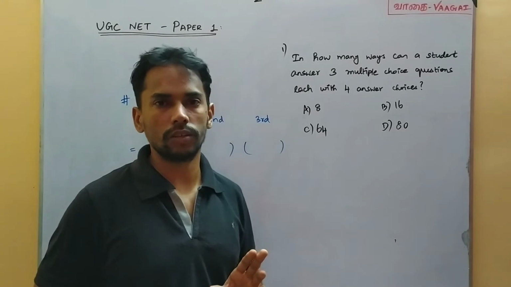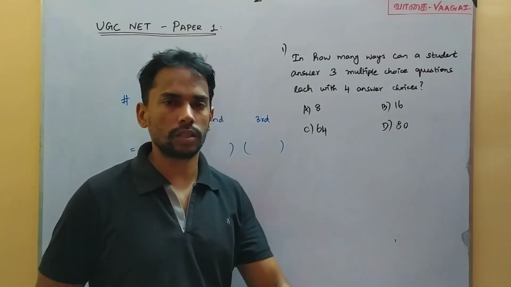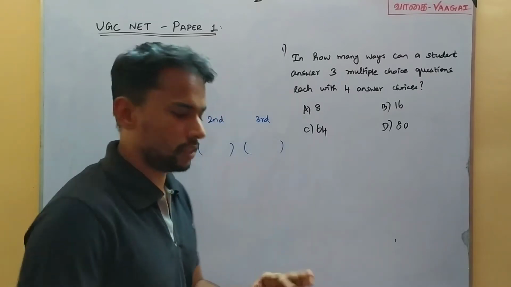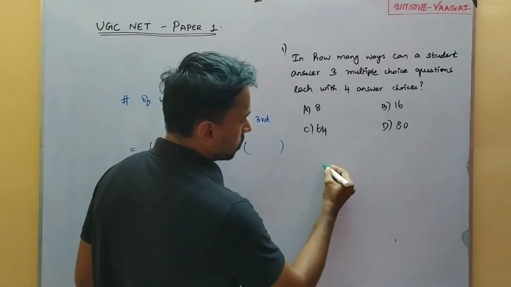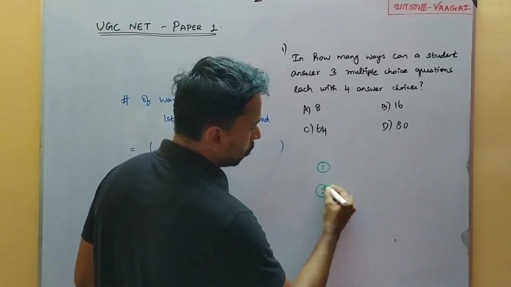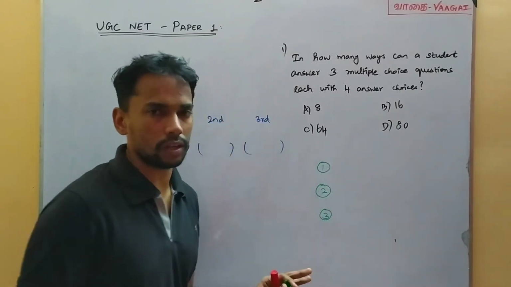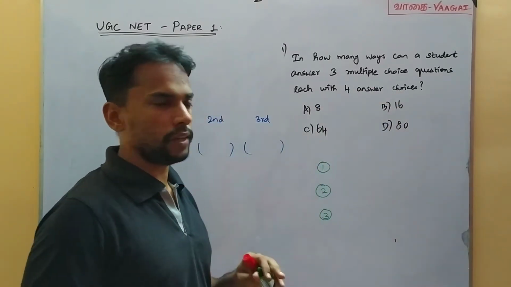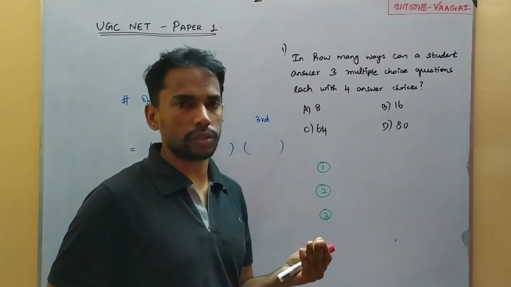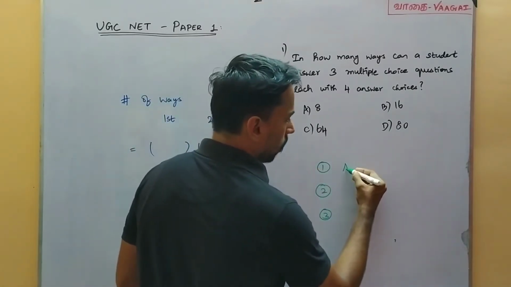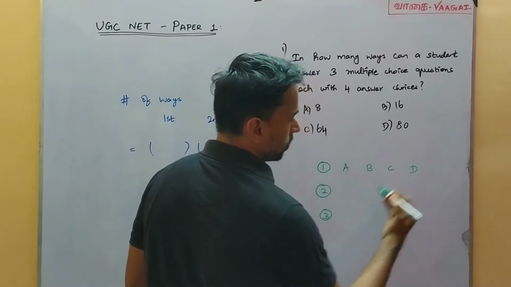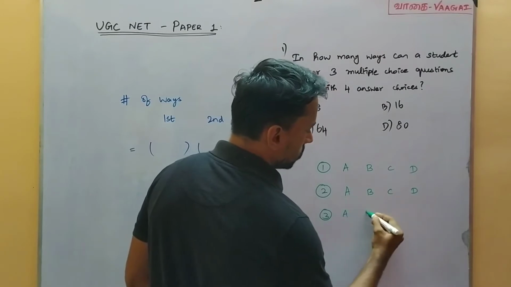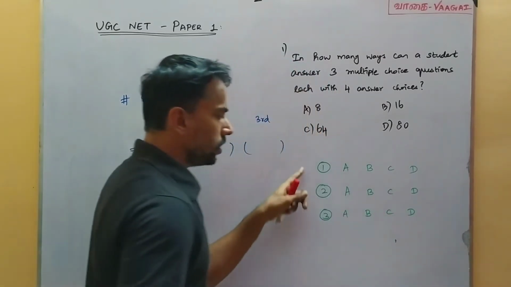So we'll clearly understand the question. A student is attending some kind of test, and there he is having 3 multiple choice questions. Let us have it like this: question number 1, question number 2, question number 3. Just 3 questions are there, each with 4 answer choices. So for question number 1, there are 4 options. Let's have them to be A, B, C, D. Second question, A, B, C, D. And also third question, A, B, C, D. There are 4 choices for each of these questions.